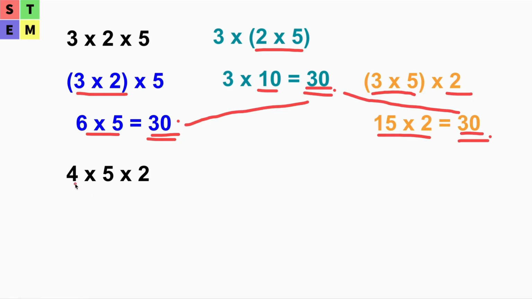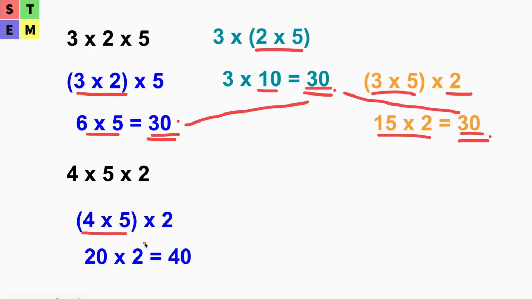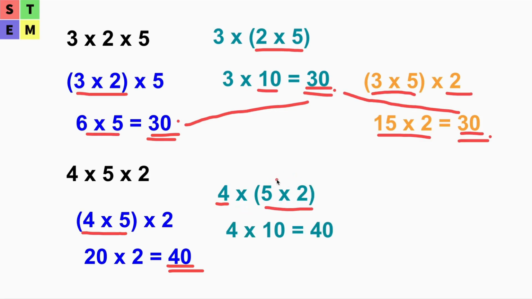We have 4 times 5 times 2. Let's first try 4 times 5 first, and then times 2. 4 times 5 is 20, and 20 times 2 is 40. So the result is 40. Now let's try again, 4 times the result of 5 times 2. We do 5 times 2 first, which is 10, and then 4 times 10, which is 40 again.